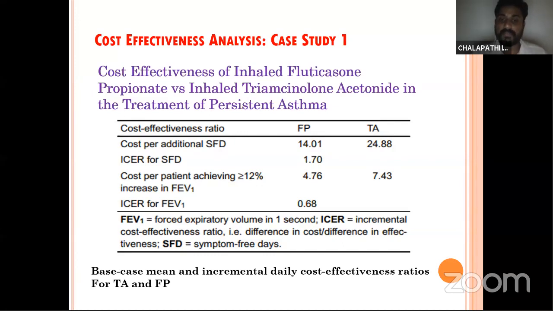That is what difference will come. So when you do this calculation, you can calculate an ICER. I will tell you the interpretation in a simple way. You have to pay 1.7 monetary units. If it is US dollar, you have to pay 1.7 US dollar to get an extra symptom free day in the FP group when compared to TA. And in terms of FEV1, if you want to get one FEV1, you have to pay 0.68 extra US dollar when compared to the TA. That is what the interpretation will be.